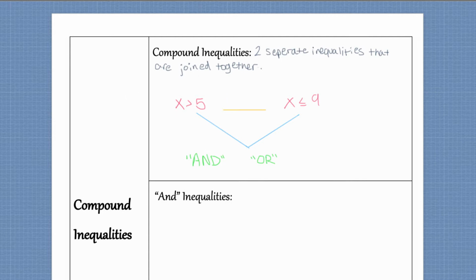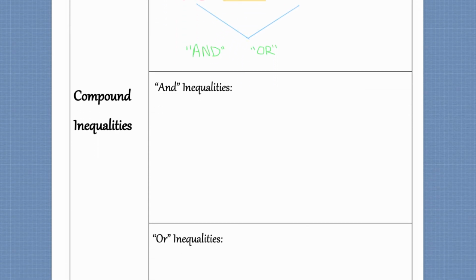Now that we've talked about what compound inequalities are and how they are connected, let's move on to the next part to figure out what "and" inequalities are. So when you solve "and" inequalities, you want to find the solution. And the solution of an "and" inequality is the intersection of the two separate inequalities on a number line. So basically, wherever both of the inequalities connect, that's where your solution is. And if the inequalities don't connect at any point, that means it's going to be an empty set, or it's going to have no solution.